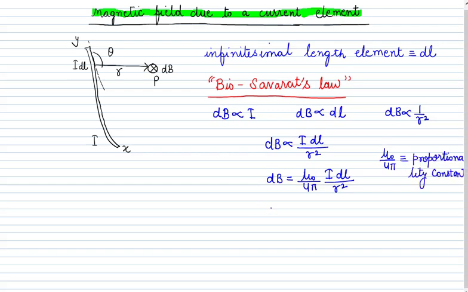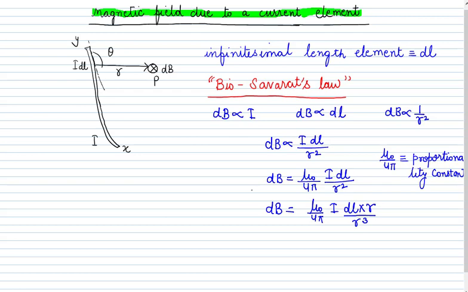If I want to write this relation in another form, I can write dB is equal to mu naught upon 4 pi, that is a constant, then I dl cross r. Simply I have taken a cross product of this length element dl with the position vector r. So if I have introduced one new r in the numerator, I have to use one more r in the denominator. So this r is now balanced.